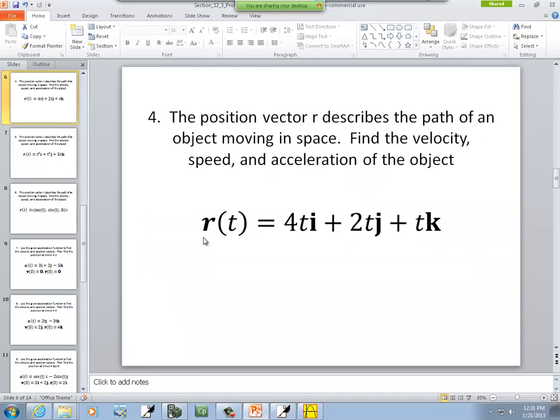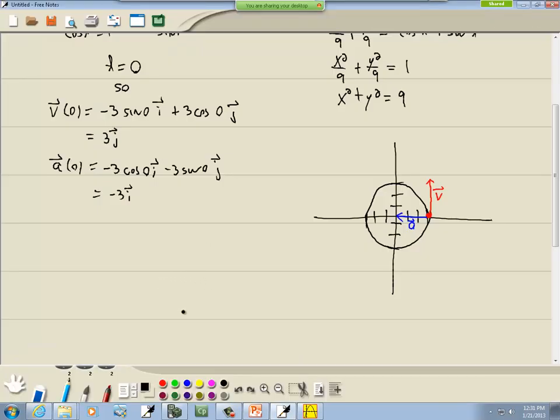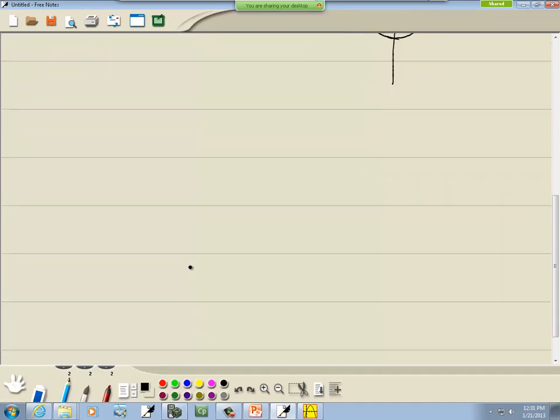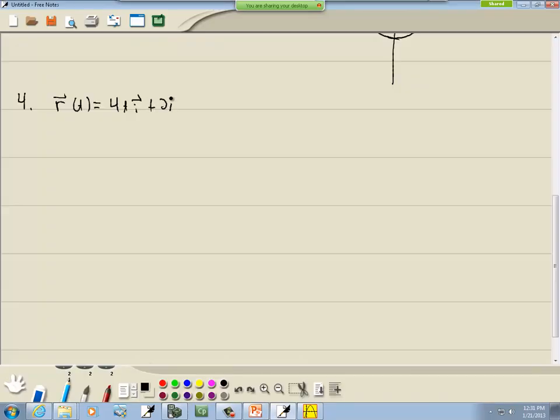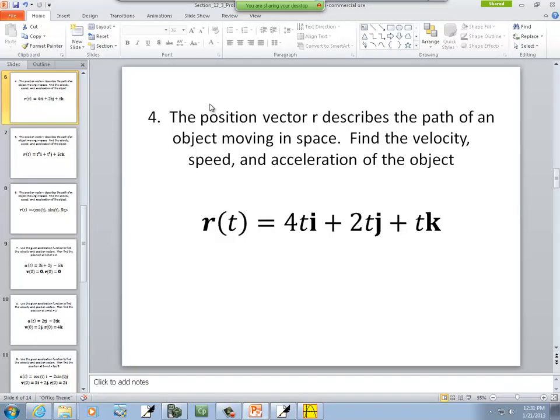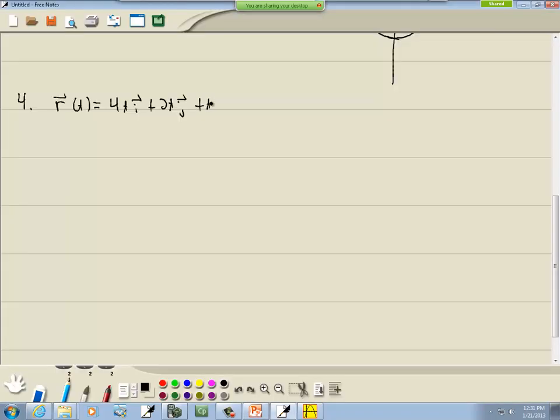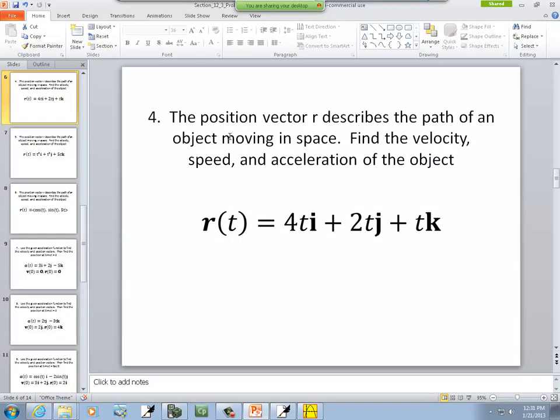Okay, let's look at our next problem. Scroll down here. I got r is going to equal 4t i plus 2t j plus t k. And instructions are find velocity, speed, and acceleration.